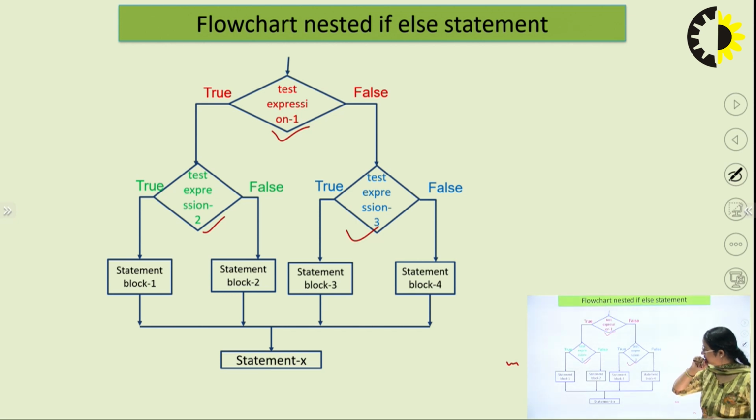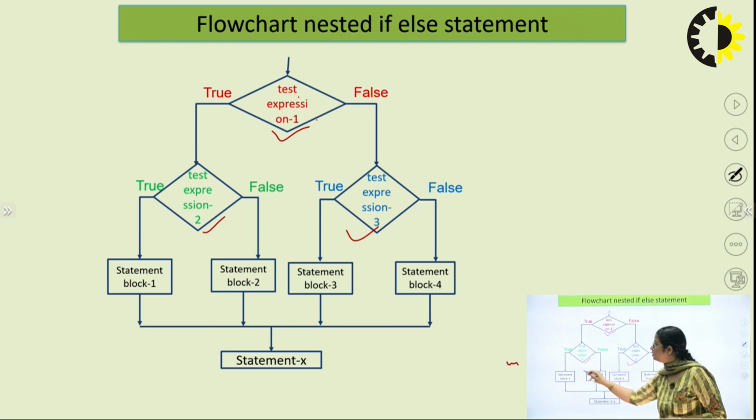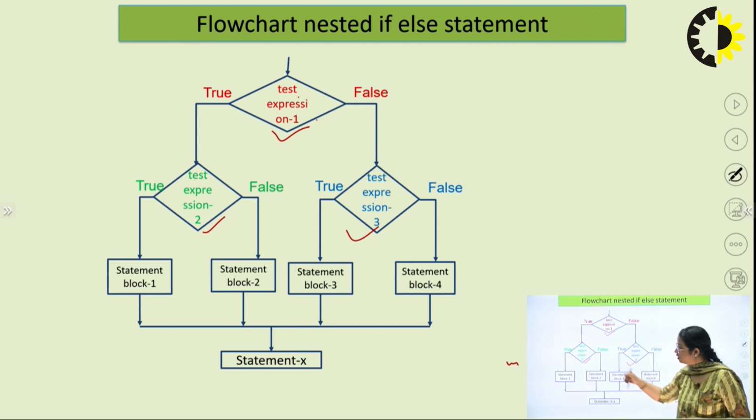So here you can see the flowchart. First, this is the outer test expression. If the outer test expression is true, then only it will enter into the second, inner if. Otherwise, it will execute the outer else. This is for if.